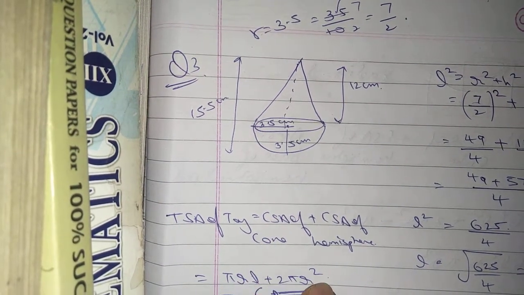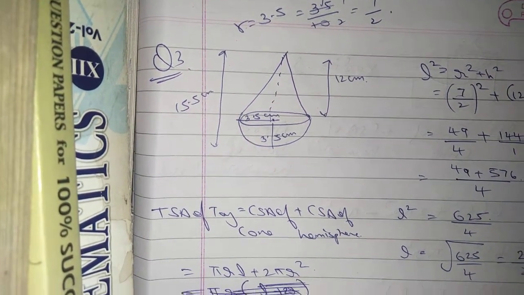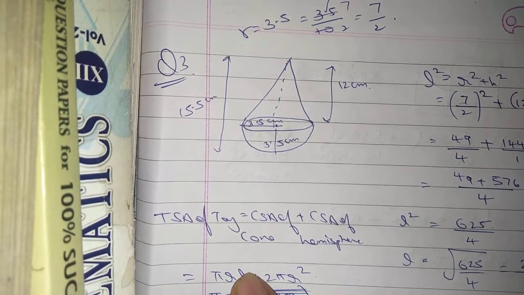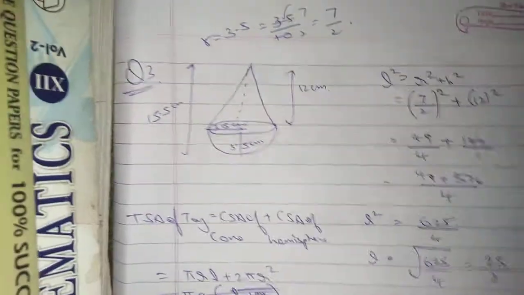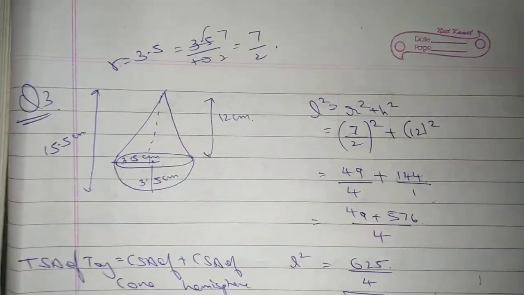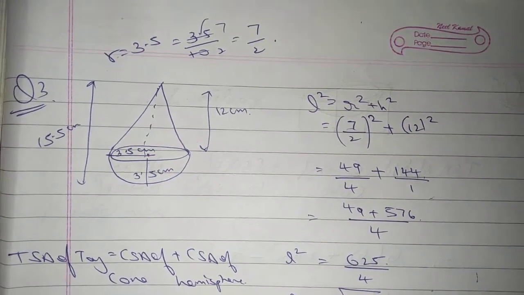πrl + 2πr². Now L is not there, I want L here in the formula. So what can I do? Formula is there for L. I think you all remember this formula, that L² = r² + h².